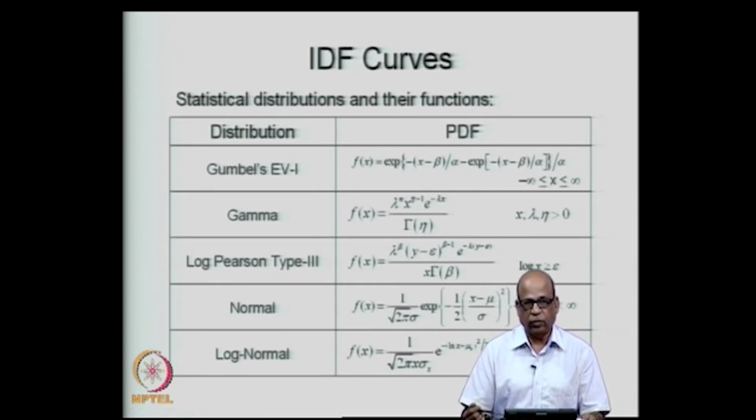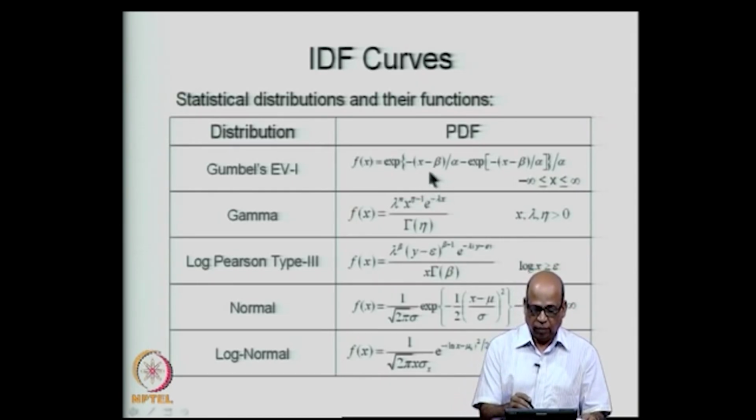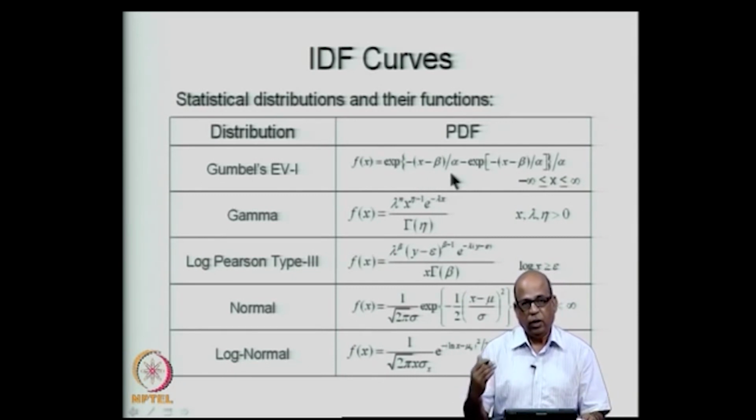I have given the expressions earlier for how to estimate alpha and beta. We also use a transformation, y is equal to x minus beta over alpha, in which case we express this as e to the power minus e to the power minus y. It is a double exponential distribution. So, the Gumbel's extreme value type 1 distribution is most commonly used for obtaining the IDF relationship.